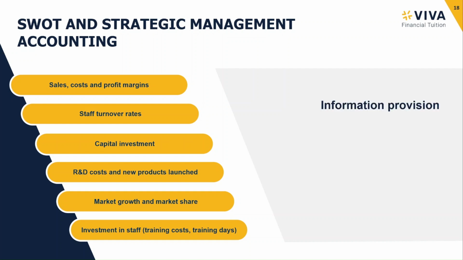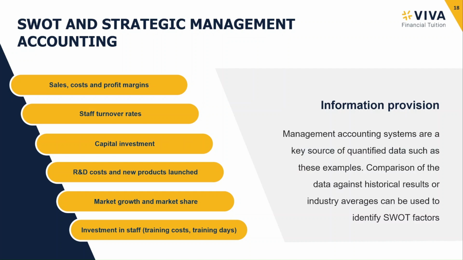So information provision. Management accounting systems are a key source of quantified data, such as the example given there. Comparison of data against historical results or industry average can be used to identify SWOT factors. What it's talking about there is comparison, so we can do a bit of benchmarking. It's like staff turnover rates. That's a good example of something we could measure to tell us how happy and motivated our staff are. If we have a high staff turnover rate, then they're probably not very happy. If we have a low staff turnover rate, then theoretically they should be happier.